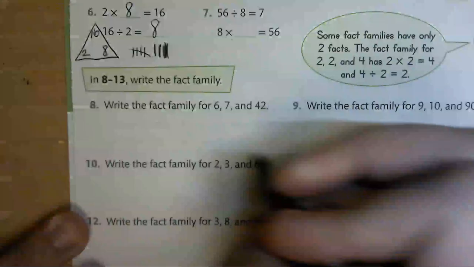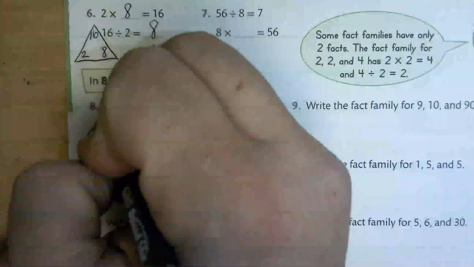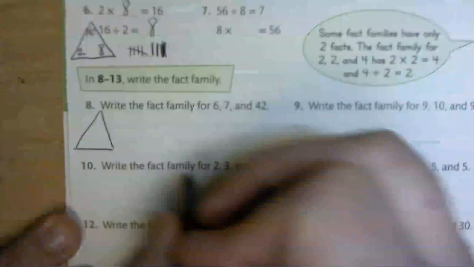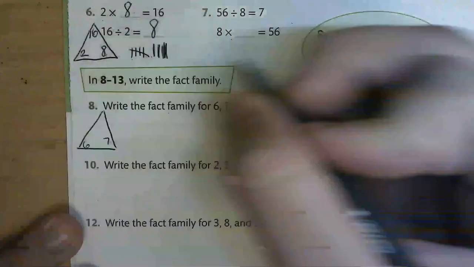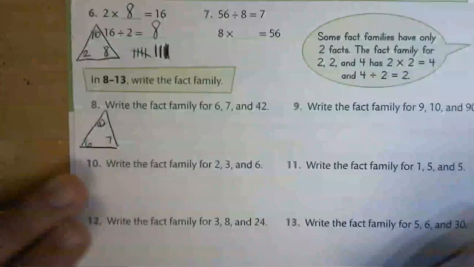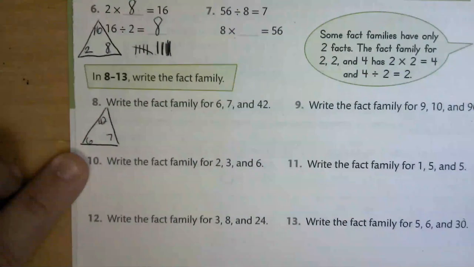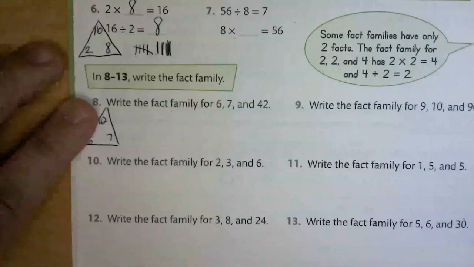So for number 8, it says they want us to write the fact family for 6, 7, and 42. So when I do something like this, when they're asking me to write out my fact family, I like to put them into my triangle so that way I can clearly see what I've used. All right, so I've got 6, I've got 7, and I've got 42 up on the top.